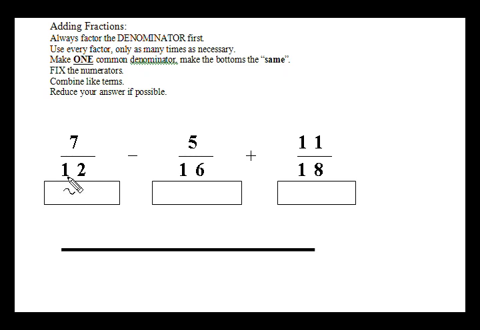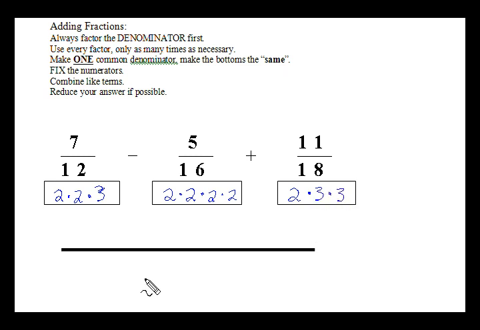So this first step is to factor the denominator. 2 times 2 times 3 is 12. And 2 times 8 is 16, which is 2 times 4, which is 2 times 2. 18 is 2 times 9, but 9 is 3 times 3.